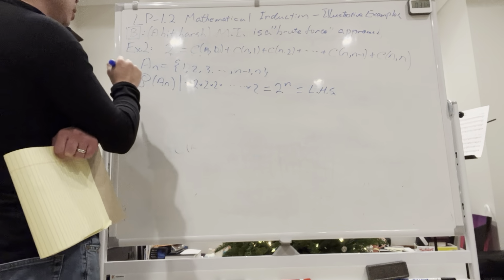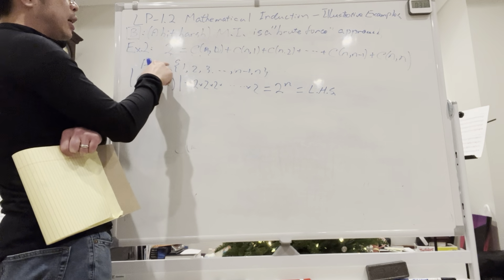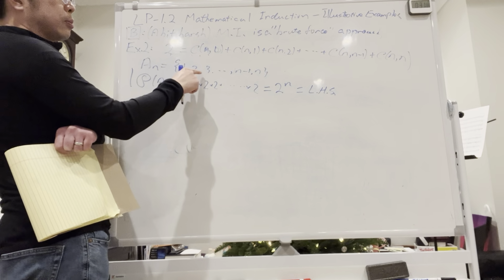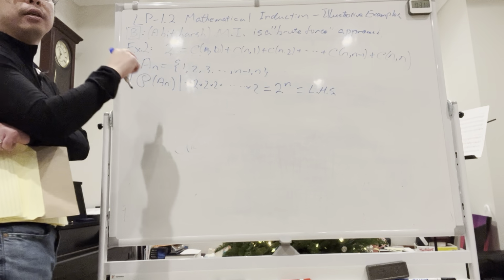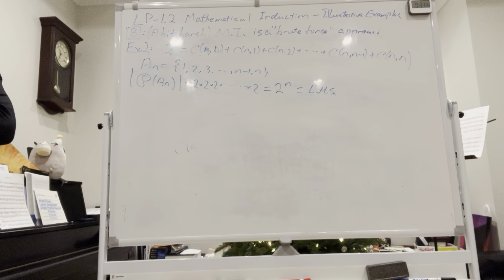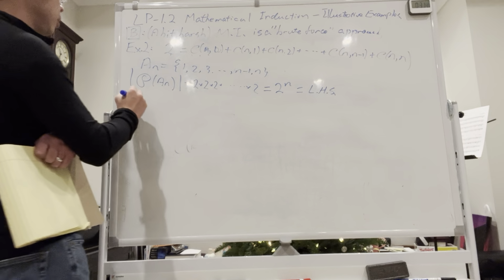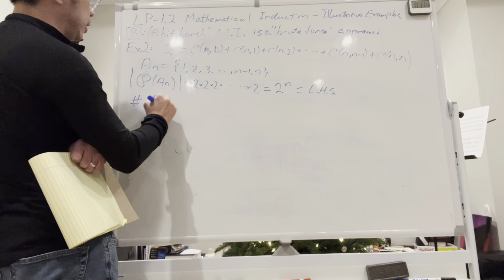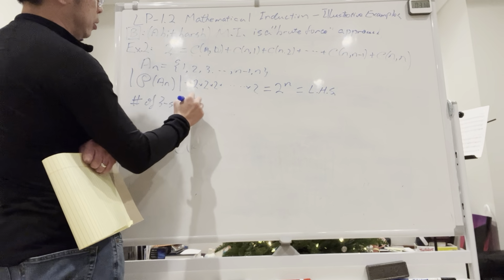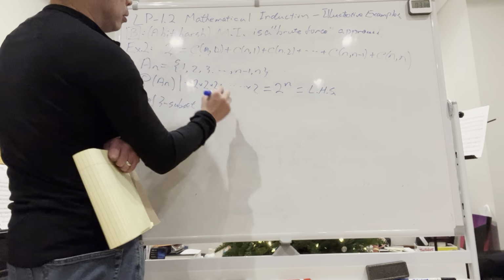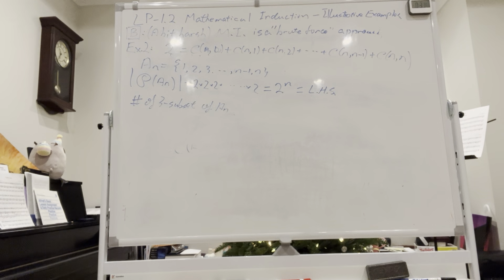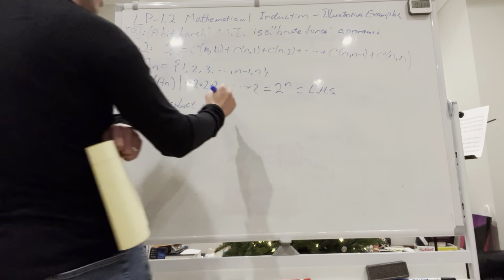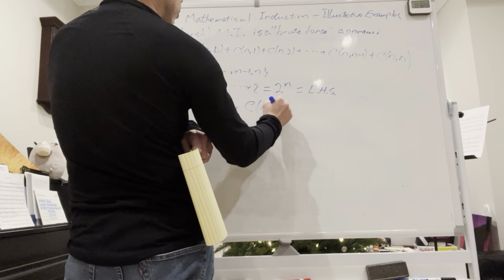Okay. Now, another way to think about it is, if I want to ask you how many subsets of An have three elements in them, how many are there? What's the number of three-element subsets of An? N pick 3. N pick 3, yeah. So it's C(N, 3).